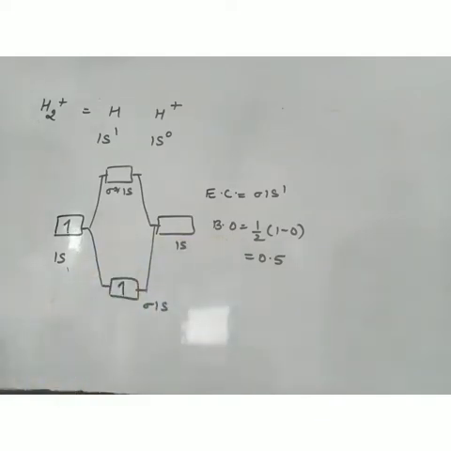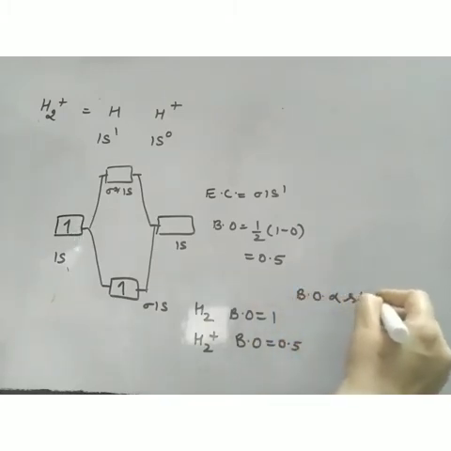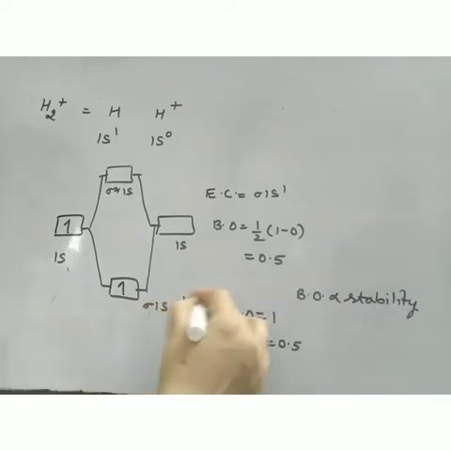Now we have made the MO diagram for the H2 molecule. For the H2 molecule, the bond order is 1. Now for H2 plus, the bond order is 0.5. This bond order is directly proportional to stability. So if it is asked which is more stable, definitely H2 is more stable. Likewise, we can compare the stabilities and bond enthalpies from this bond order data.